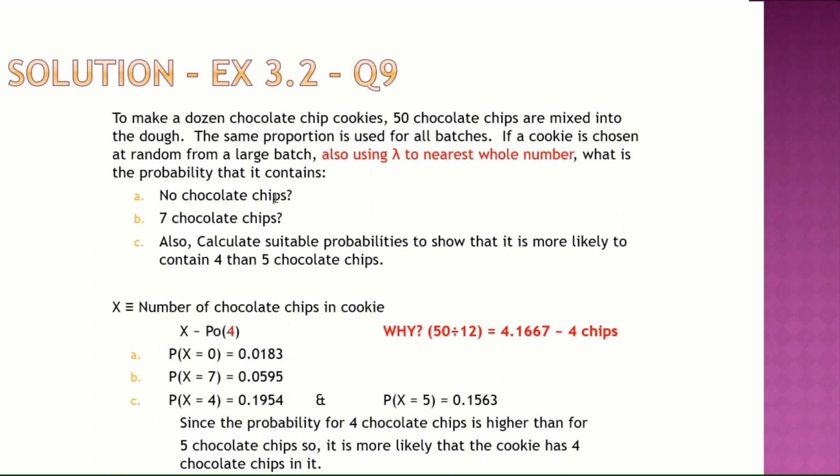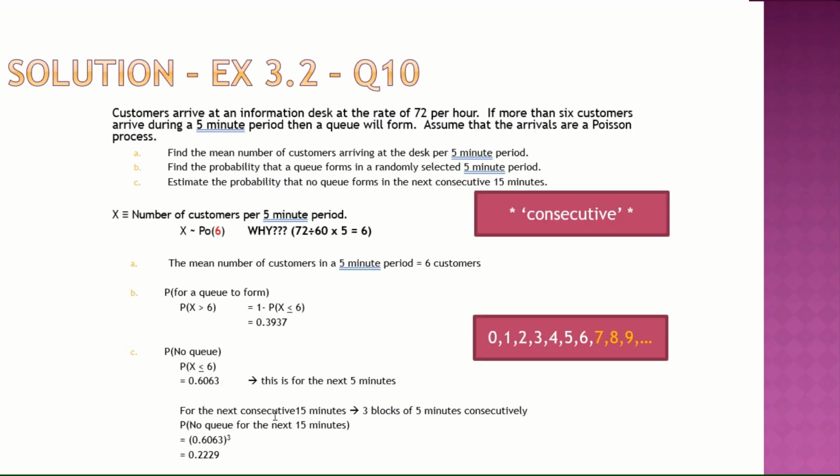Also, calculate, these two are quite easy. Calculate a suitable probability to show that it is more likely to contain 4 than 5. So you calculate the probability of x equals 4, and the probability of x equals 5, and you see which is more likely, which is the one with the higher probability. Do you understand? The higher probability is this one, isn't it? So the probability of x equals 4 is more likely.